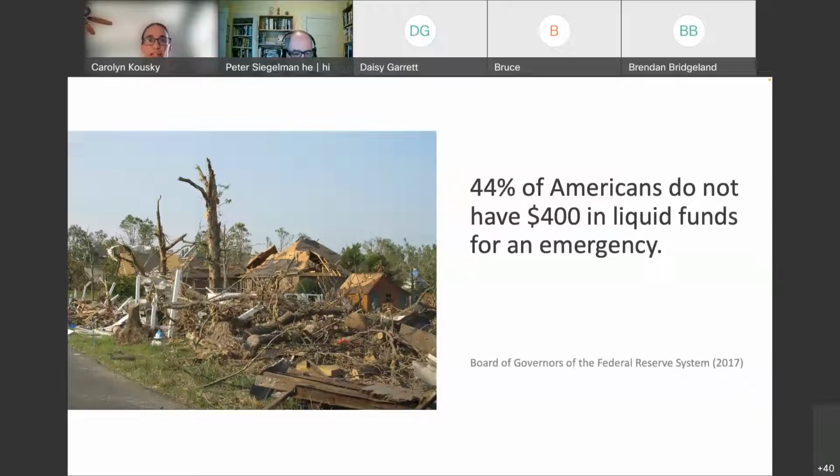The basic point is that the majority of Americans don't have enough liquid funds for any type of disaster event. When we're talking about thousands to tens or hundreds of thousands of dollars in damage, they simply don't have enough in savings accounts to cover those costs out of savings.